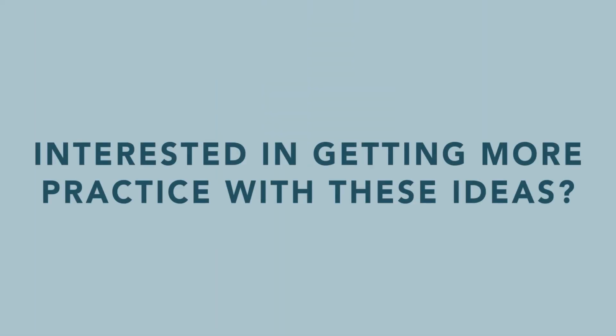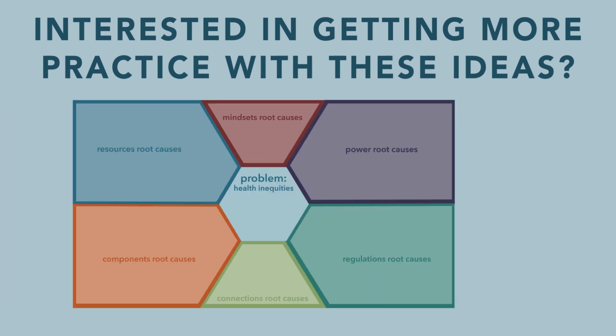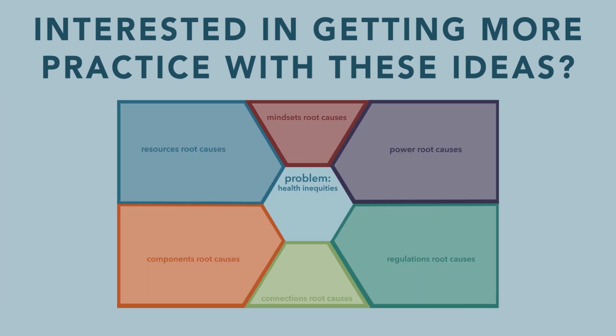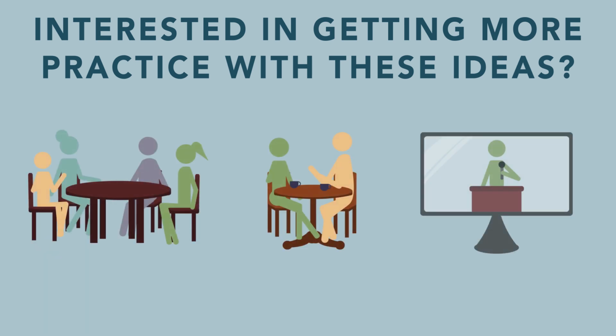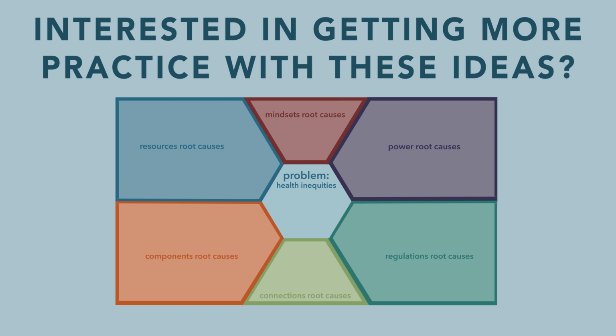Interested in getting more practice with these ideas? Pick one of these 6 system root cause areas and pay attention to examples that come up during the week. For example, listen for these root causes in meetings, conversations, and in the news. Then, pick another root cause area to practice with next week and continue until you've gone through all 6.